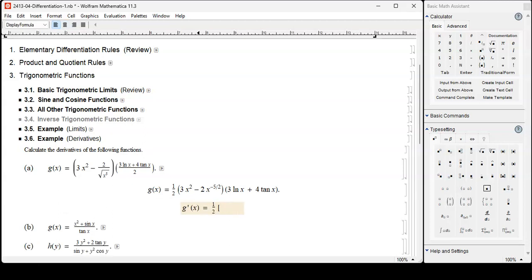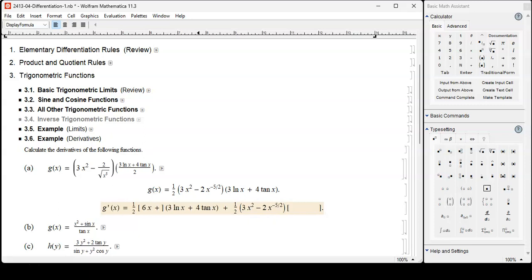Derivative of the first function times the second function. First function times the derivative of the second function. That's the structure of the product rule. All right. Now let's go ahead, calculate the derivative of the first function. Go ahead, what do you get? Start the playback and try. What do you get?